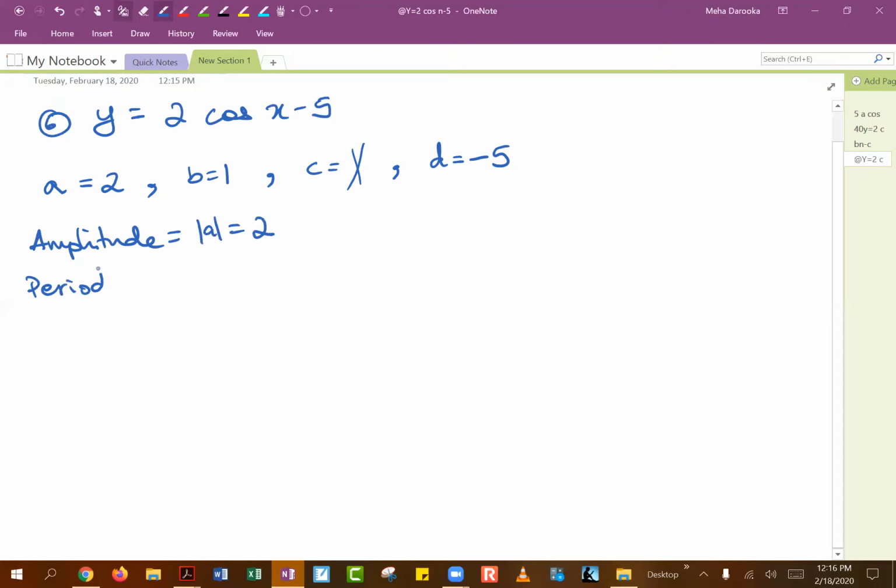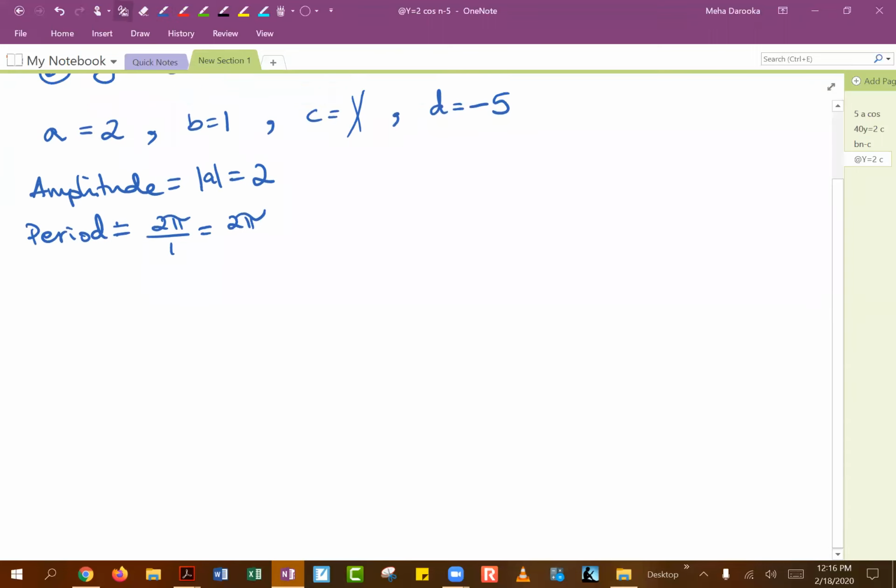What is going to be the period for this function? Yeah, very good. Since we don't really have a C value in this case, we don't have to worry about doing those equations bx minus c equal to 0 and equal to 2 pi, which means our interval is actually going to go from 0 to 2 pi.